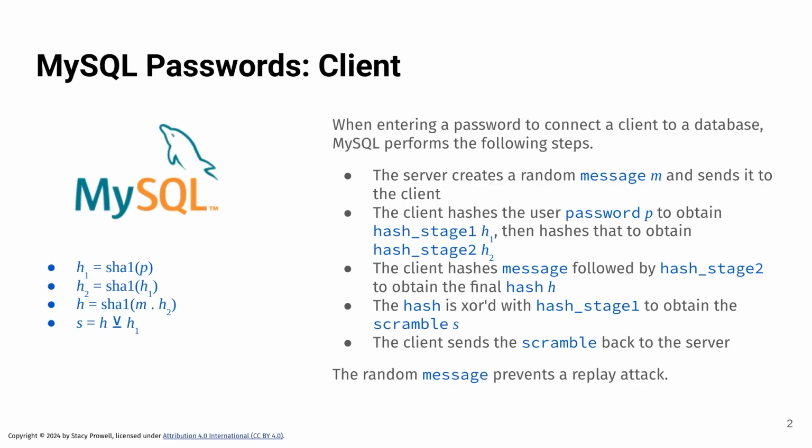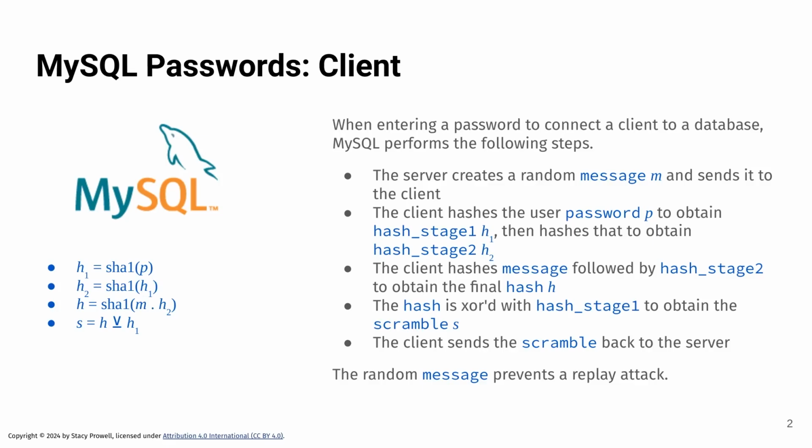The client goes ahead and hashes the user's password P and obtains what we'll call the stage 1 hash, H1. It then hashes that to obtain the stage 2 hash, H2. Now, the client takes the random message that the server sent it. It takes the stage 2 hash and combines those two, and it hashes the combination to arrive at the final hash, H.